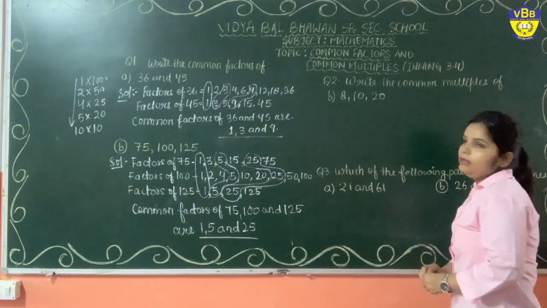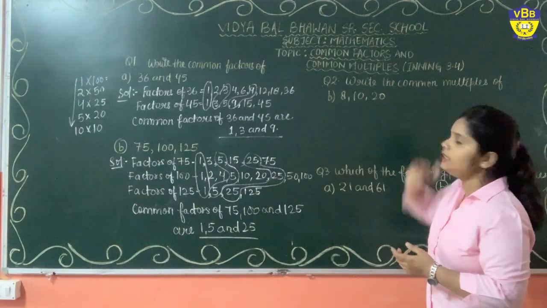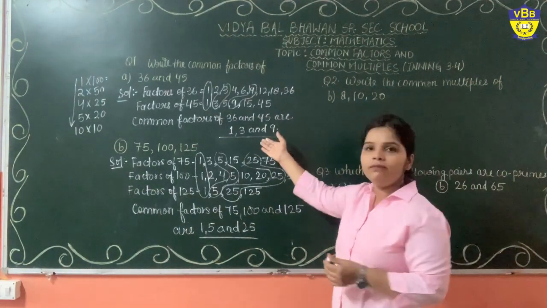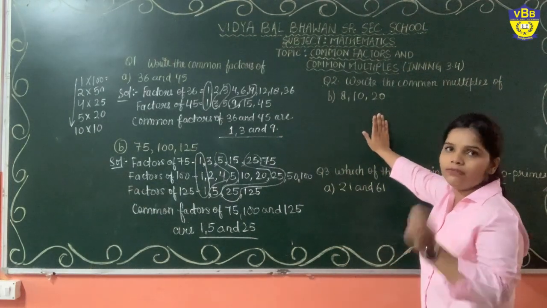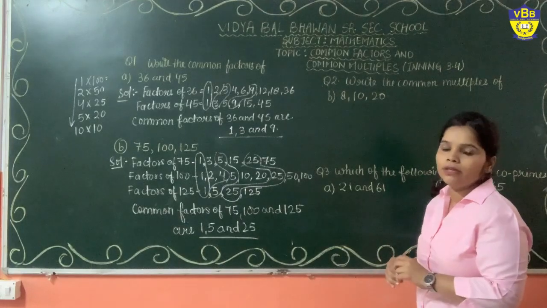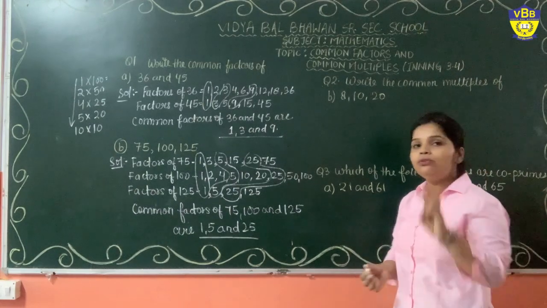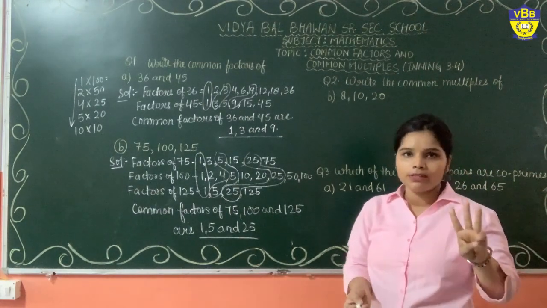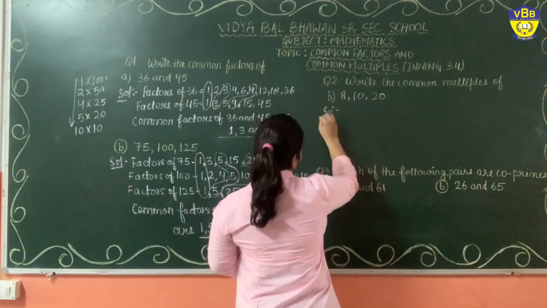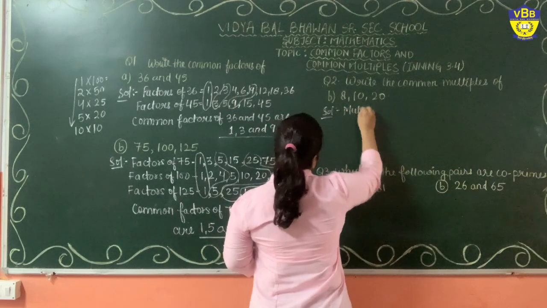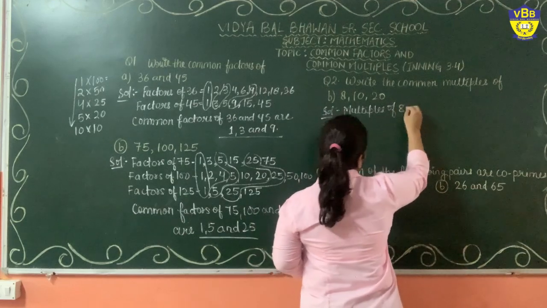Now write the common multiples. Now you have to write the common multiples of the given numbers. Here we have to find common multiples, not factors. So list the multiples of the given numbers and then find the common among the given numbers. Here it is not listed how many common multiples you need to find. So you need to find at least 3 common multiples. Start writing it like multiples of 8. You need to write the table of 8 for that.